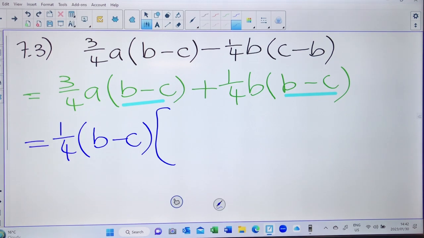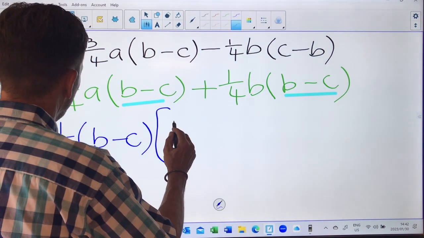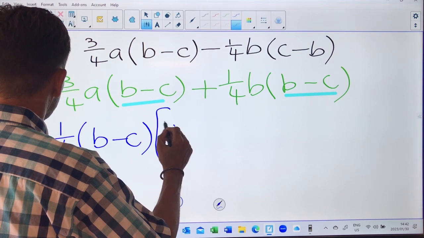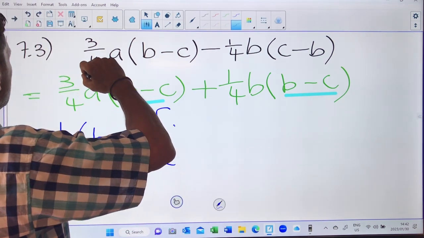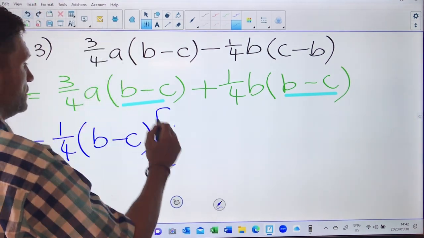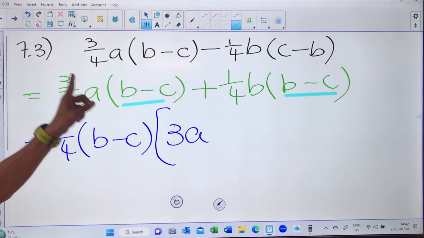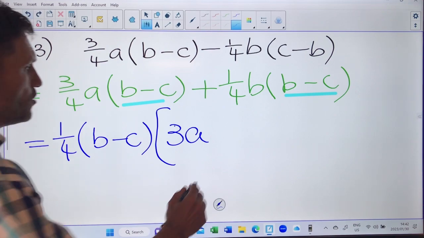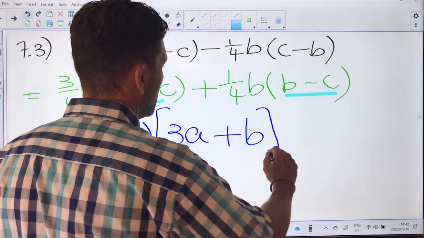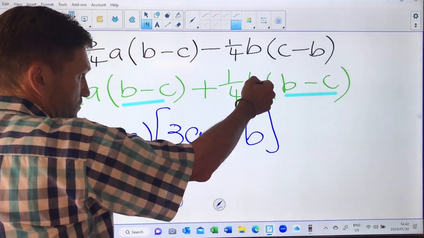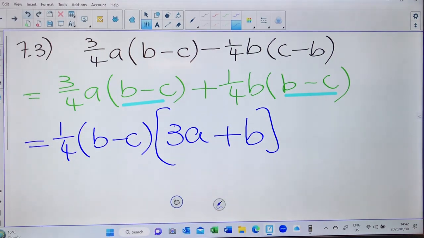So there's my common factor. I've removed a quarter, so there's still 2 quarters left, or a half left. 3a is left. A quarter times 3 will give me 3/4. And over here, a b is left. A quarter times b will give me a quarter b.